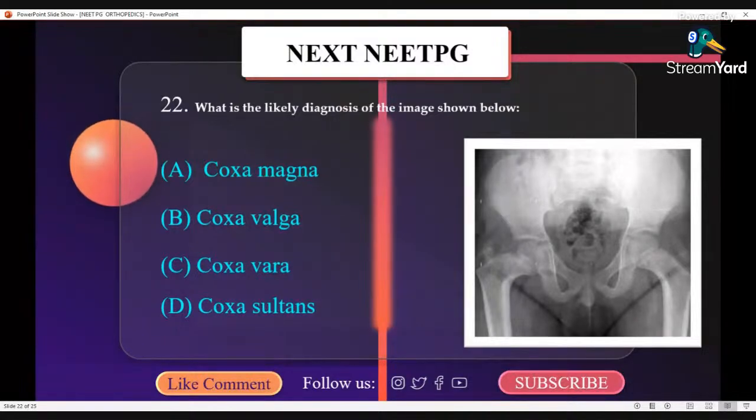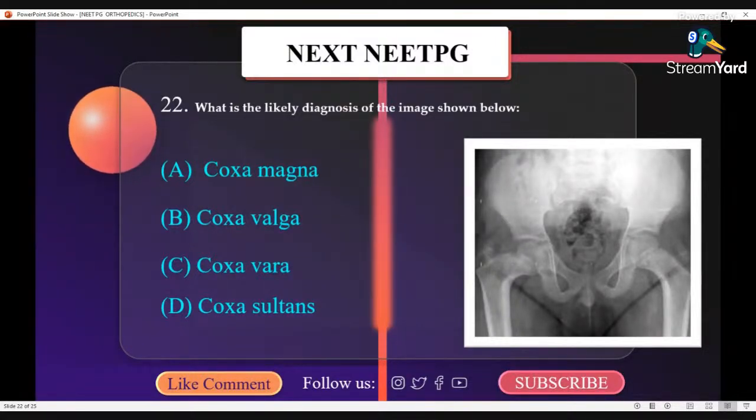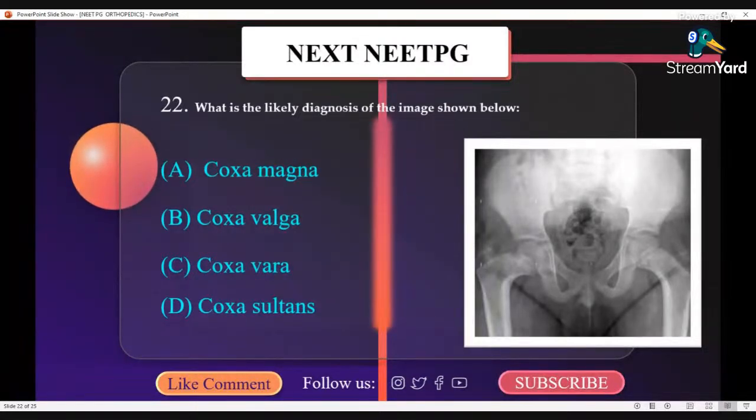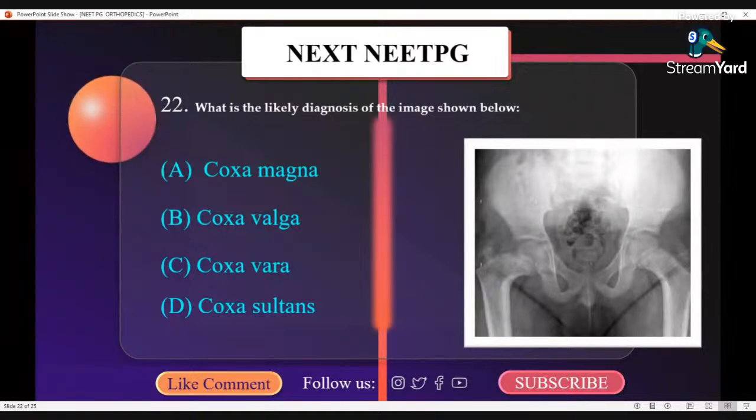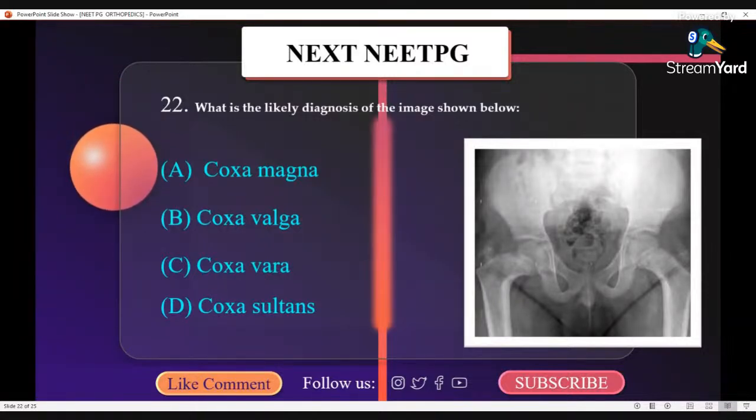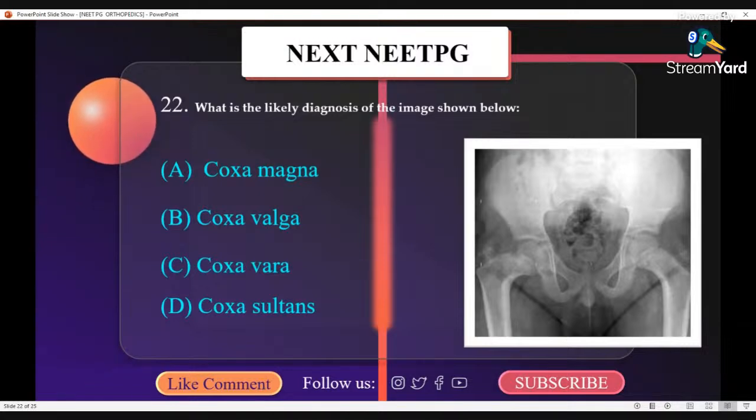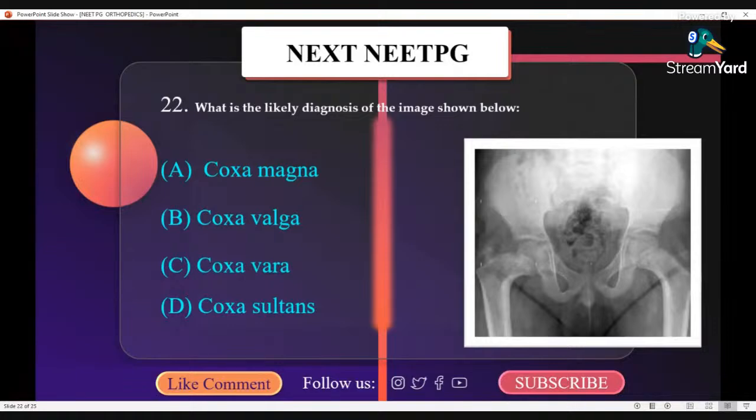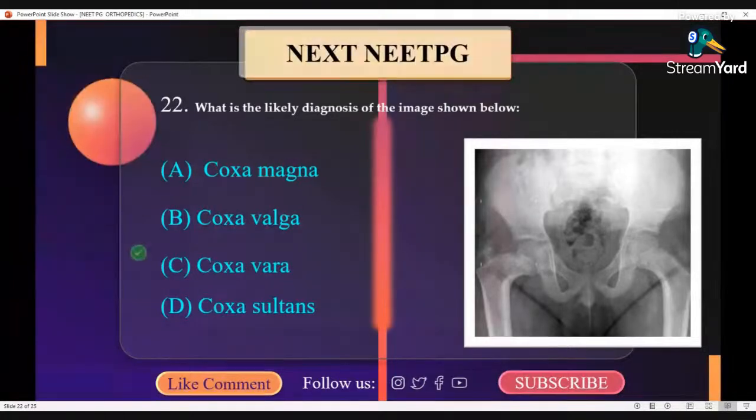Coxa saltans, also known as snapping hip, is caused by motion of muscles and tendons over bony structures around the hip joint. Coxa magna is asymmetrical, circumferential enlargement and deformation of the femoral head and neck. Coxa vara is used to describe a reduced angle between neck and shaft of the femur. It can be congenital or acquired. Infantile coxa vara. So the correct answer here is coxa vara.